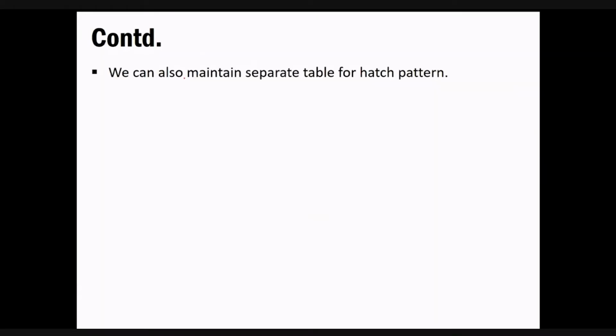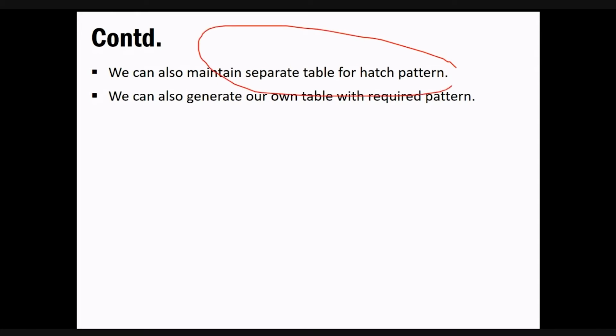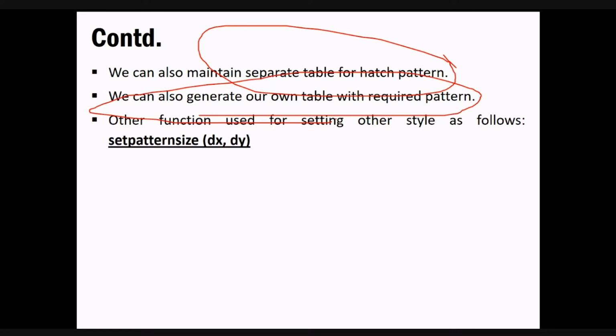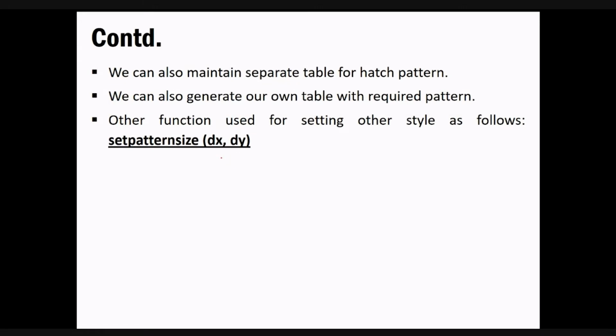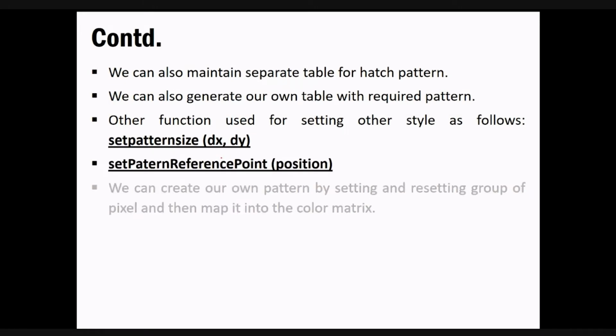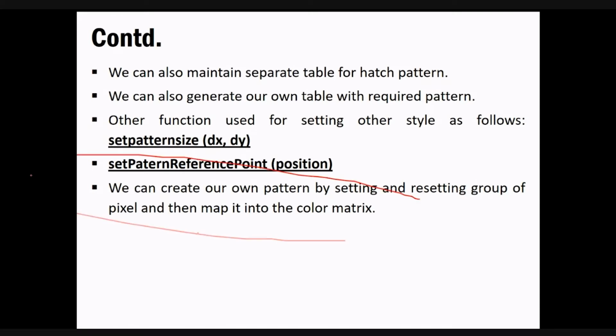Okay, so we can also maintain a separate table for hatch pattern. We can generate our own table with the required pattern, as I told you, creating a custom pattern could be done. Other functions used for setting other styles are as follows. Now we have one function over here, that is set pattern size, and set pattern reference position over here. So what it says is we can create our own pattern by setting and resetting groups of pixels and then mapping them into the color matrix.